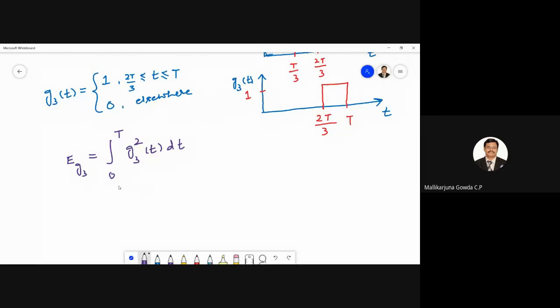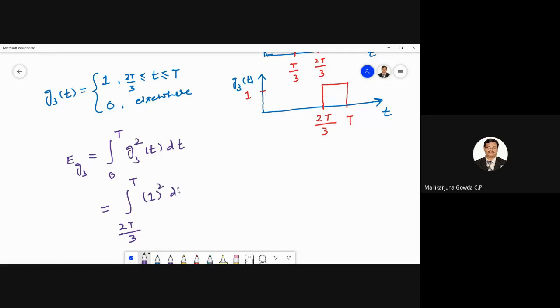Okay. So here G3 of t, we know, exists over what interval? From 2t by 3 to t. That is why I need to change the limits. It will not be from 0 to t, it will be from 2t by 3 to t. And over that interval, the value of G3 of t is 1. So 1 square into dt.